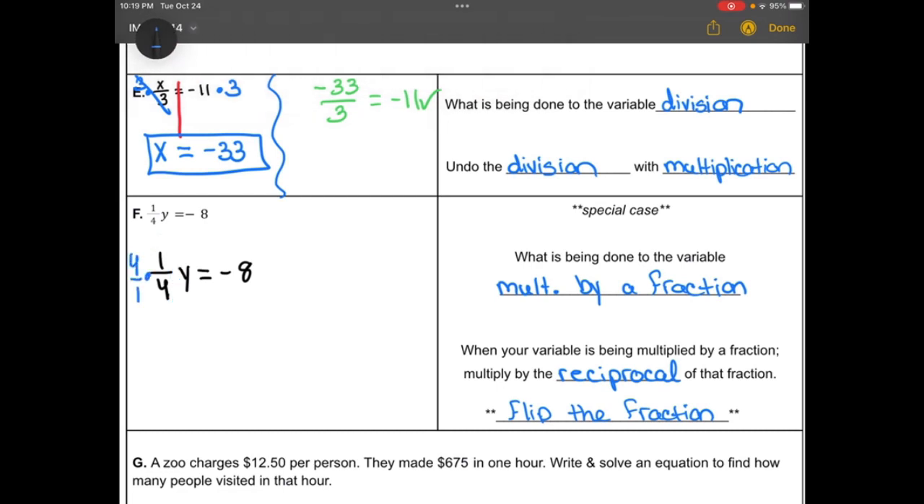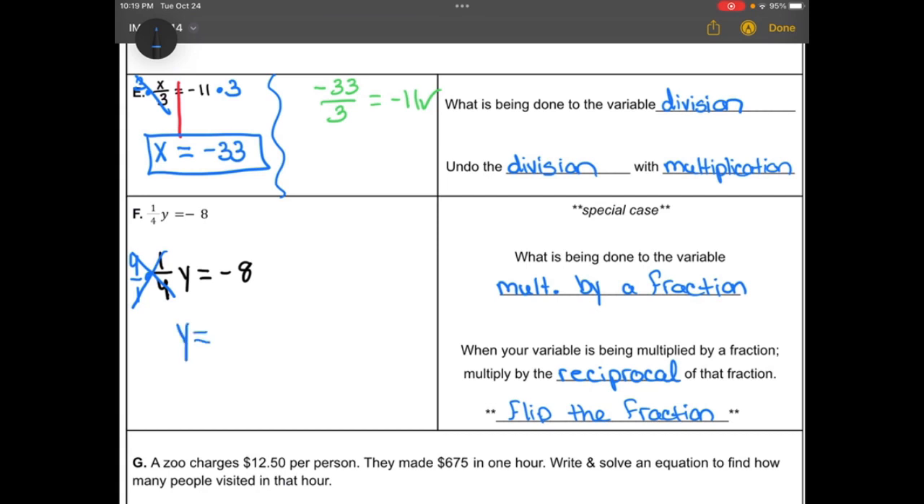4/1. When you multiply fractions, you multiply straight across. So 4 times 1 is 4, and 1 times 4 is 4. Well, if you simplify 4 divided by 4, you get 1. When the numerator and the denominator of a fraction are exactly the same, it becomes positive 1. So that is how you cancel these out, and you're left with y.